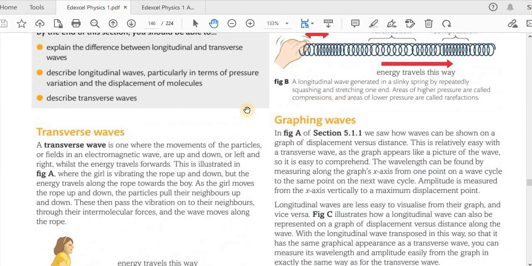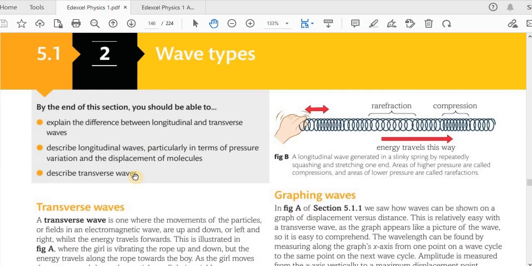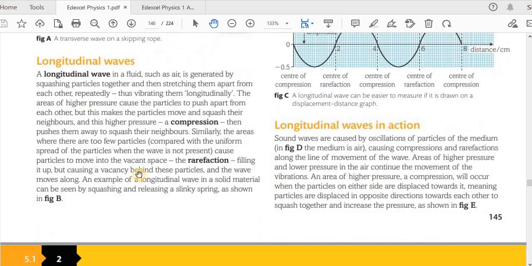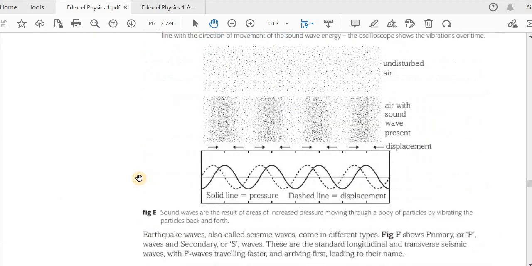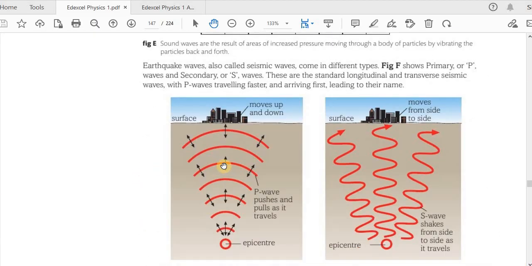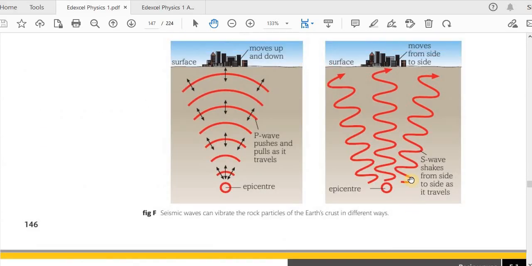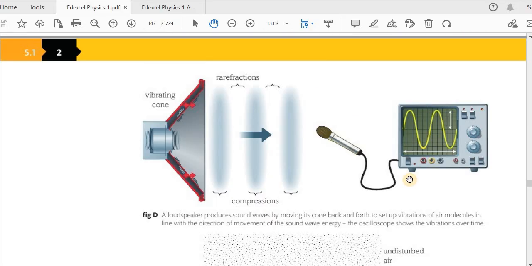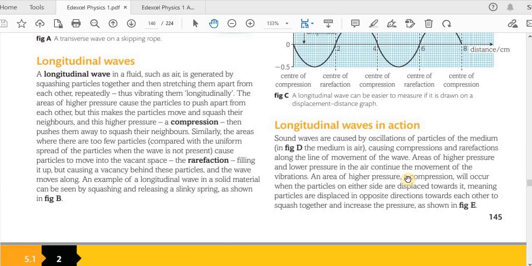Okay, let's go back. Describe transverse waves. So, seismic waves, we will see them later. Here we have seismic S and seismic P. This is S shape, so you can remember this is the seismic S wave. This is the seismic P wave. P for primary, S for secondary. And electromagnetic waves. All the electromagnetic waves are transverse waves.